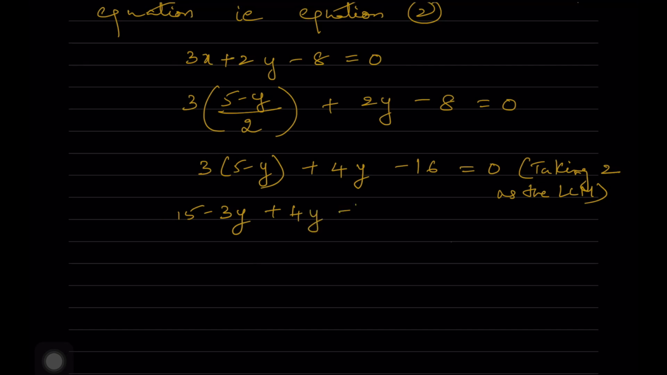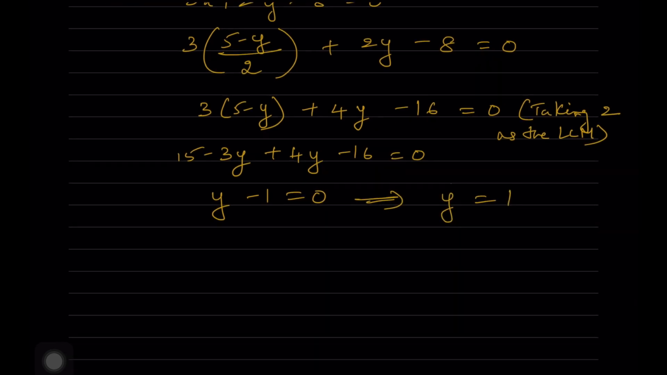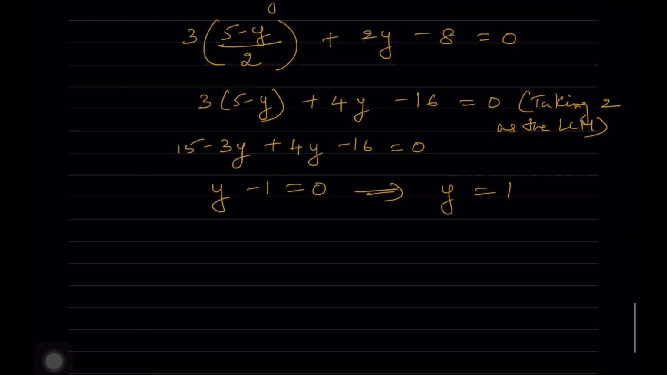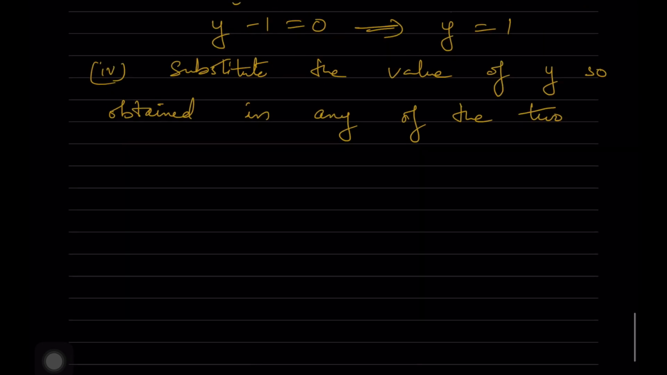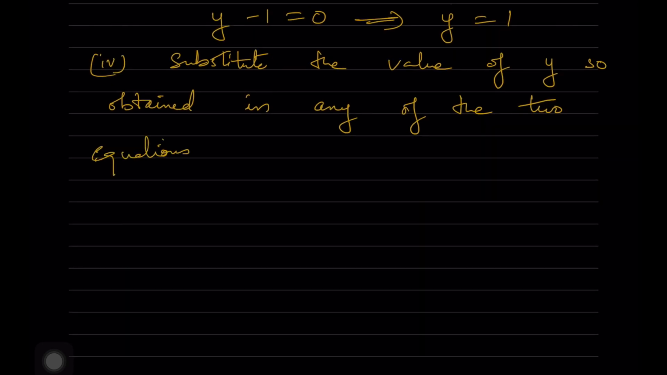Now 15 minus 3y plus 4y minus 16 is equal to 0. Take the like terms together. So we get y minus 1 is equal to 0, which implies y is equal to 1. So we got the solution for one variable. Now we substitute y is equal to 1 in equation 3, where we have the x value. Substitute the value of y so obtained in any of the equations; you can substitute even in equation 3. It becomes easy.